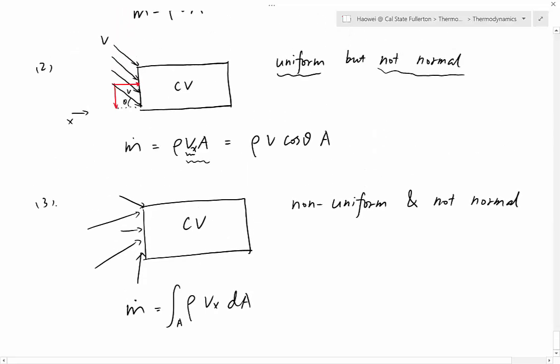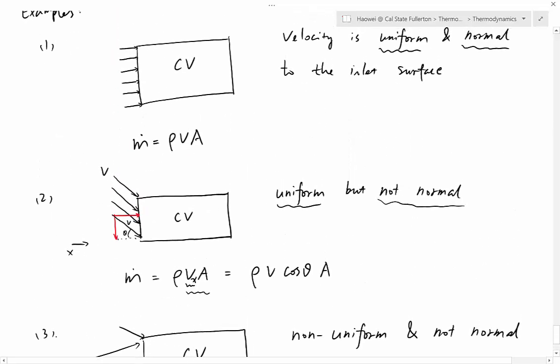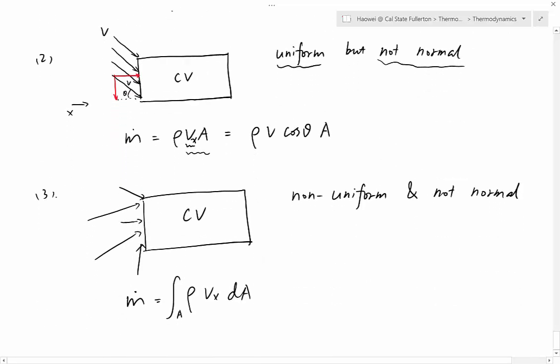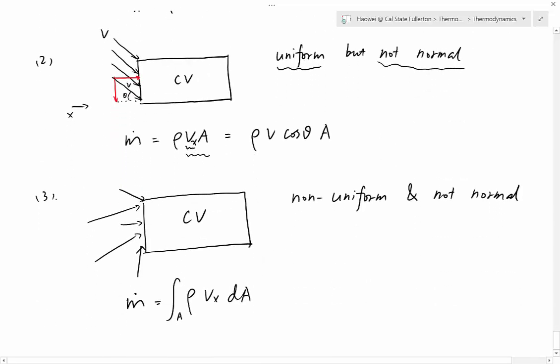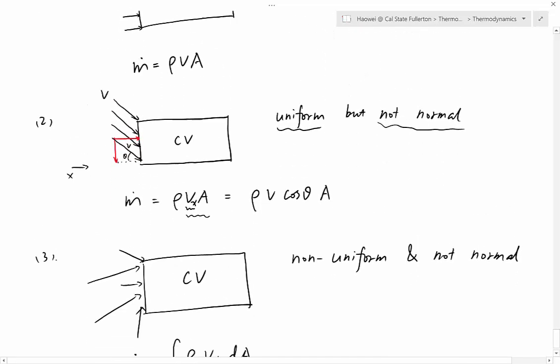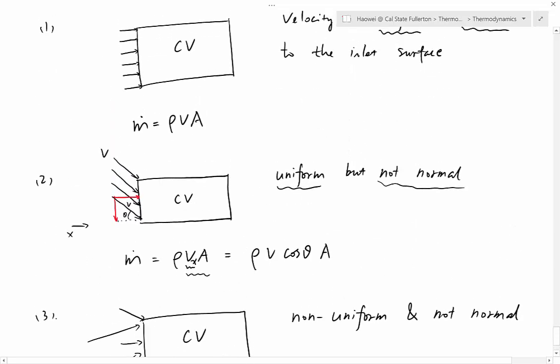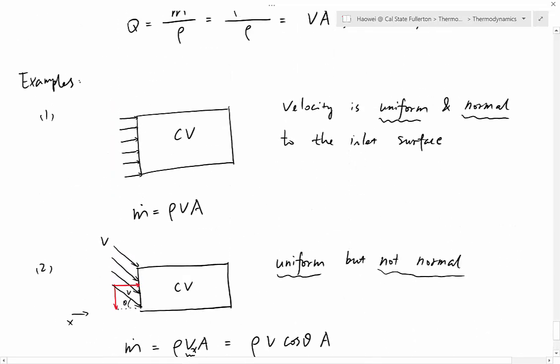So that's the three cases for this course. First one, uniform and normal. Second one, uniform but not normal. And third one, none of them. Not uniform and not normal either. Okay, so you can see the difficulty increases with each one. All right, but the good news is in this class, we only deal with uniform and normal, which is case number one. So mass flow rate in this class will always be calculated as rho VA. Okay, if that's the case, we call it 1D fluid flow. Okay, one dimension.